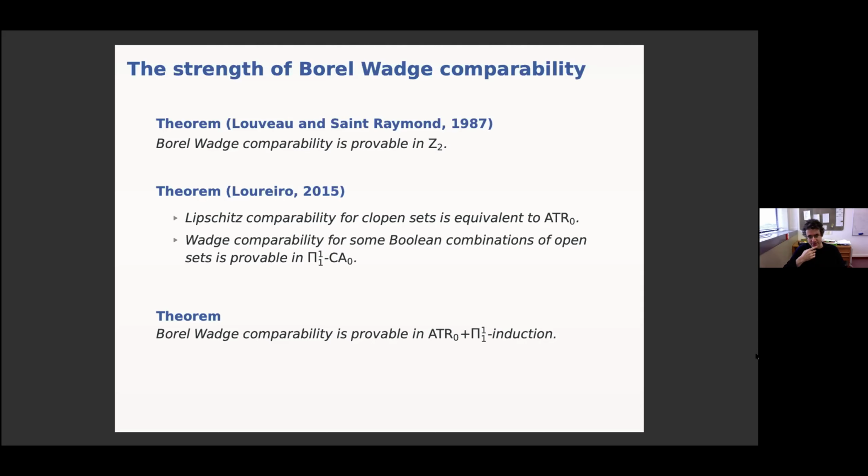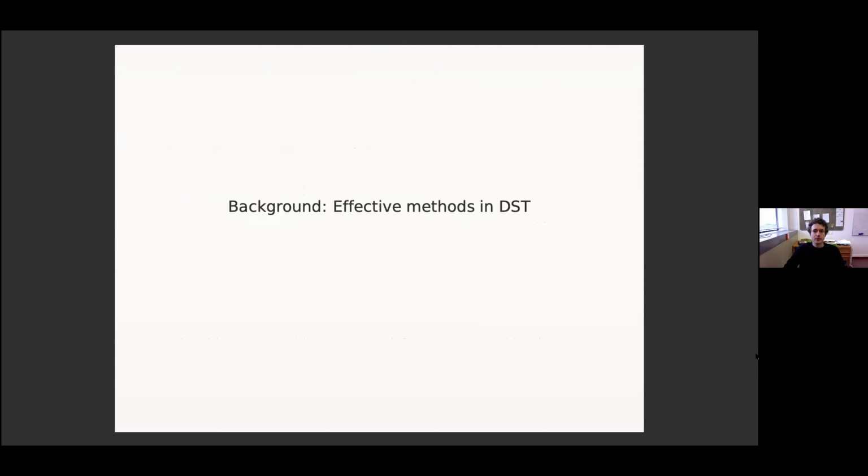And so I state here as a theorem, it's not quite written up, but we're fairly confident for me to state it as a theorem, that arithmetical transfinite recursion is strong enough to prove Borel Wadge comparability. We can't get rid of some instances of pi11 induction. I'll get back to the theorem at the end, but let me give you a little bit of background to our techniques.